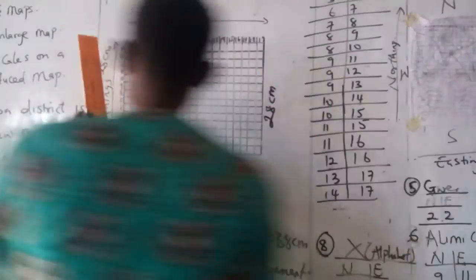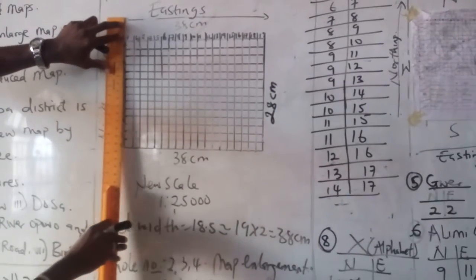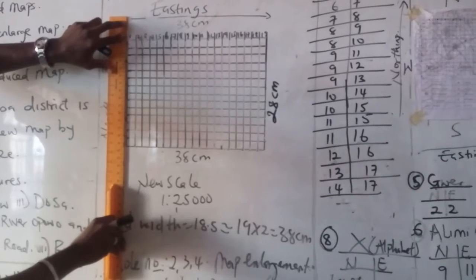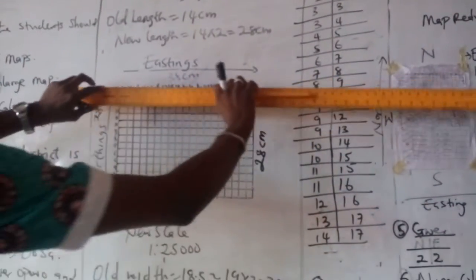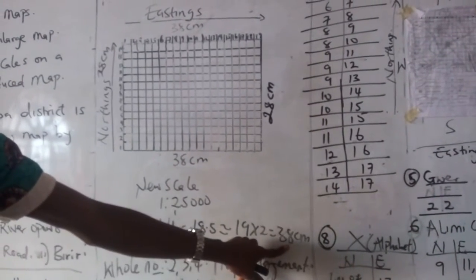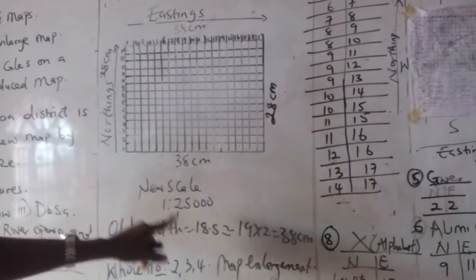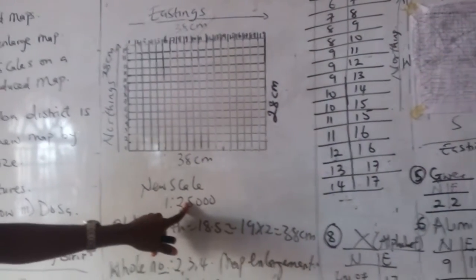You must have your new length, which is 28, and new width, which must be 38. Now your new scale will be 1:25,000.